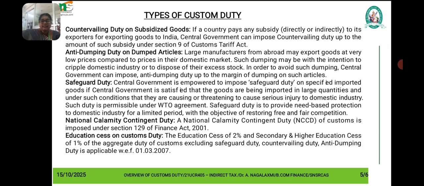Next is Education Cess on Customs Duty. The education cess of 2% and secondary and higher education cess of 1% of the aggregate duty of customs, excluding safeguard duty, countervailing duty and anti-dumping duty, is applicable with effect from 1/3/2007. So, in order to give education to the poor people, rural people, or the people who are scheduled tribes, the government has the power to levy educational cess on the customs duty.